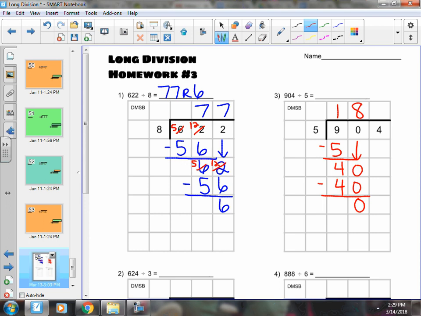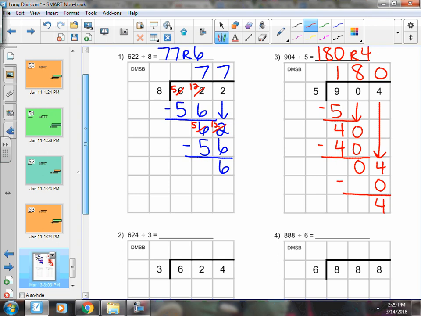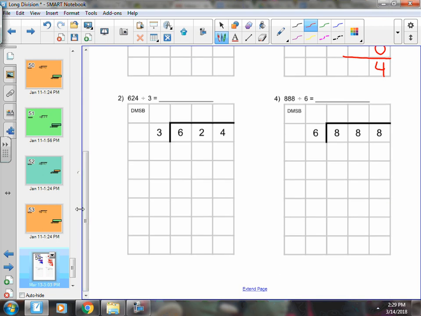Subtract, bring down. And I can make 0 groups of 5 from 4. 0 times 5 is 0. Subtract, there's nothing to bring down. That's when you know you're done. 180, remainder 4. Right down below, 624 divided by 3.